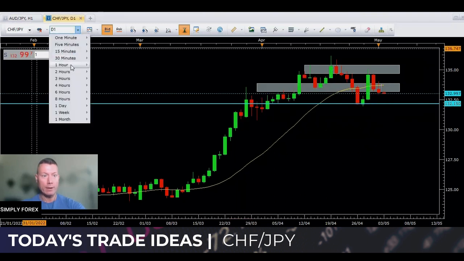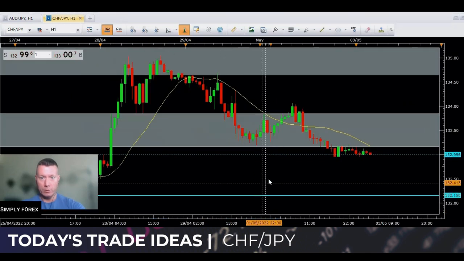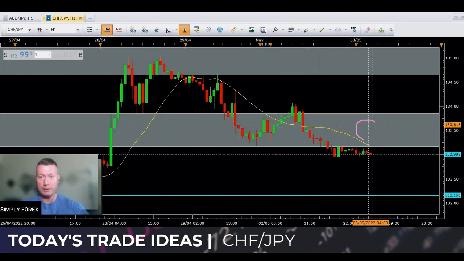Let's look at H1 now for execution. A couple of things can happen, guys. We want to see price retrace up into this grey zone. Then we want to see a bearish candlestick pattern form. We'll take price back down to the last H1 low, but only if we have a risk to reward of 1:1. If we exited the trade here, I doubt we'll have a risk to reward of 1:1.